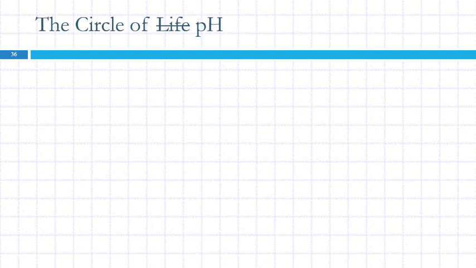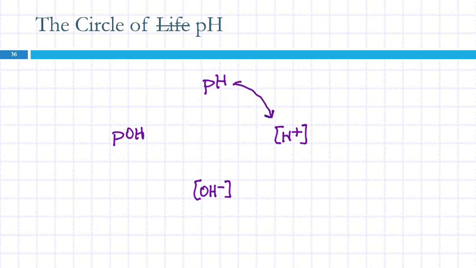And now we get to the circle of life. No, the circle of pH. So we've got all these equations and these numbers, and they're all related to each other. We've got pH, we've got H plus, we've got OH minus, and we've got pOH. So you can convert between pH and H plus. You can convert between H plus concentration and OH minus concentration.